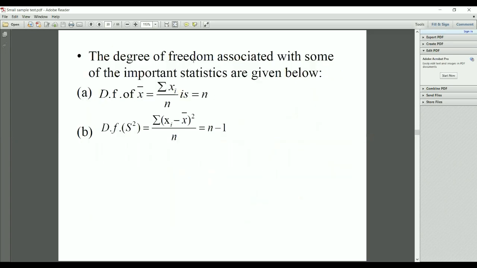Consider the degrees of freedom associated with some important statistics. For the degrees of freedom of X bar, as I said, it is summation xi divided by n, because we are calculating X bar. But when we calculate the variance, we use the X bar, so n becomes n minus 1. So summation of (xi minus X bar) square upon n. Here the degrees of freedom is n minus 1, because in X bar we are already using 1 degree.